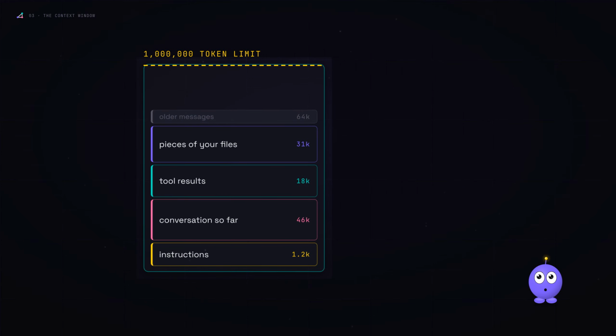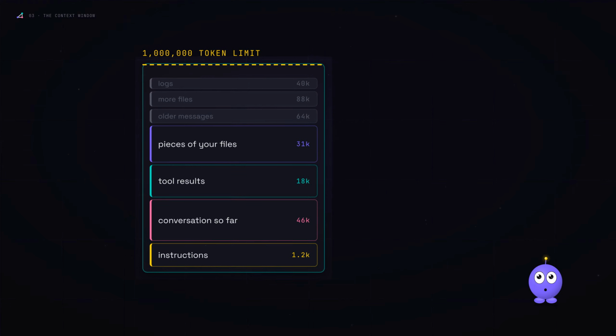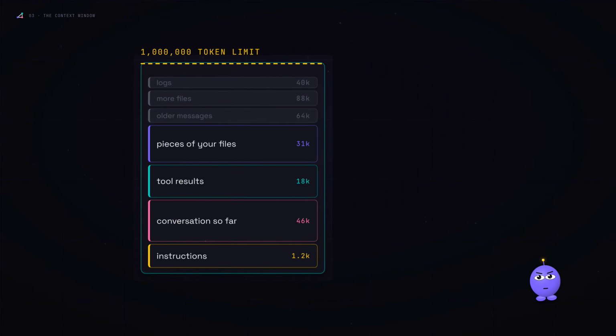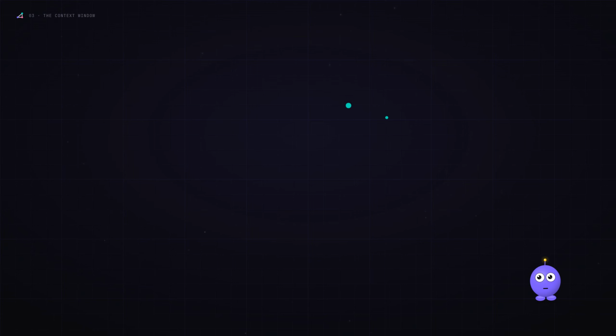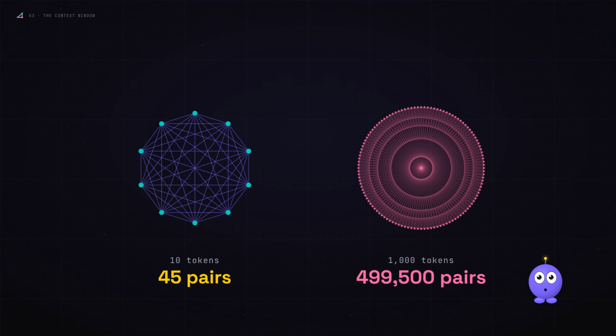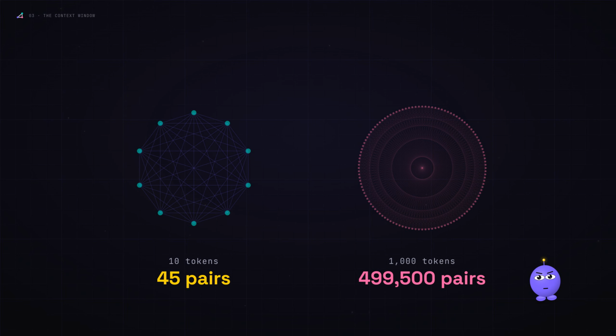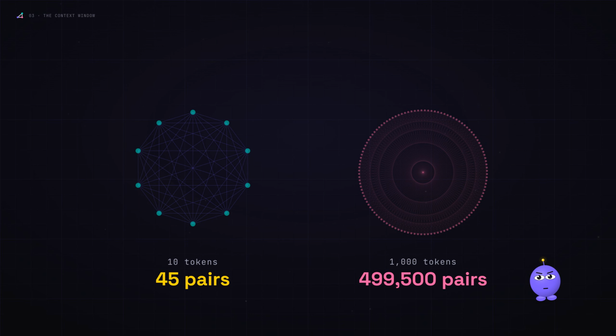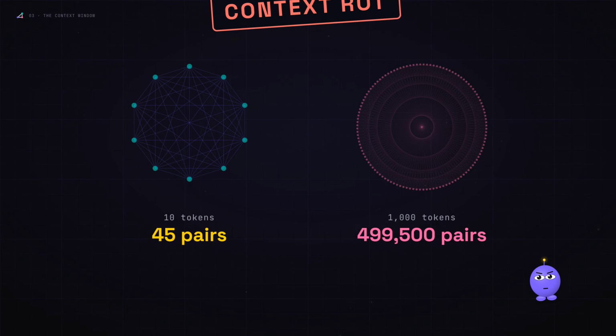And 1,000,000 tokens sounds like more than anyone needs. It isn't. And worse, you don't really get the million. Inside the model, every token has to relate to every other token. 10 tokens make 45 pairs. 1,000 make about 500,000. Attention gets stretched thinner as the pile grows, and accuracy quietly sags long before you hit the limit. People call it context rot.